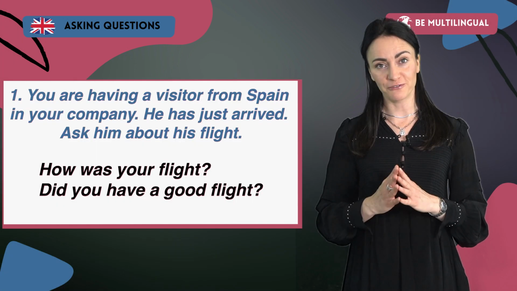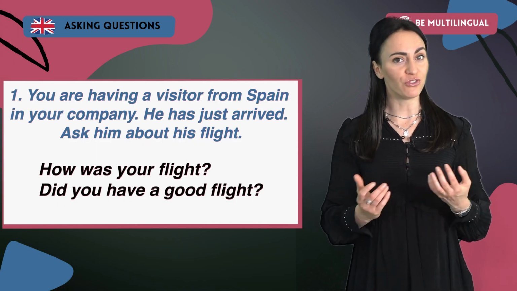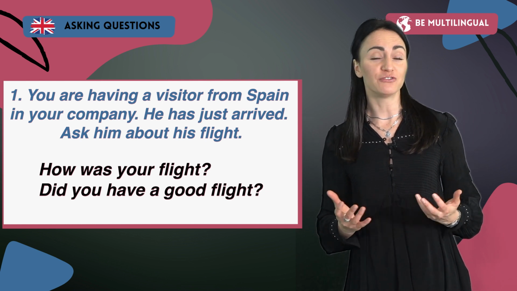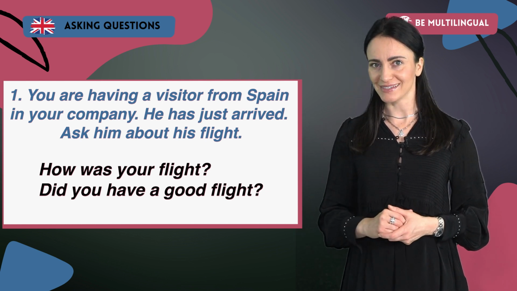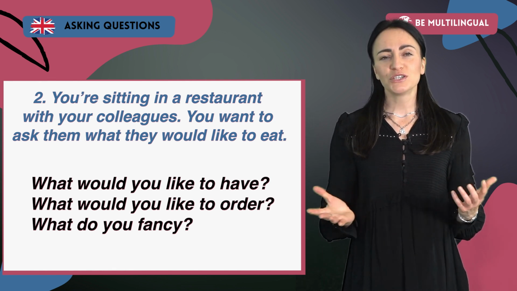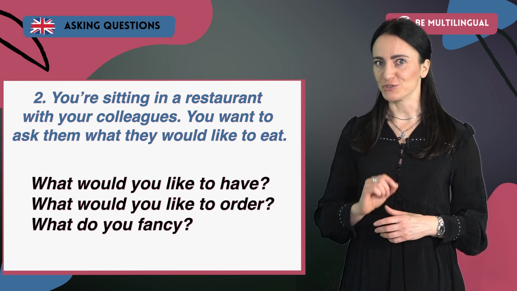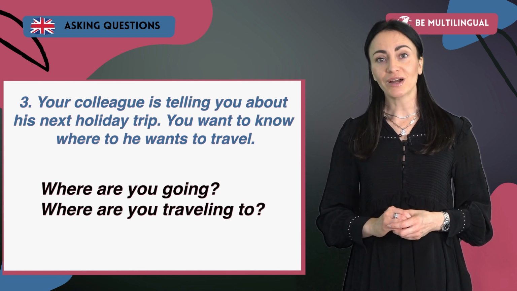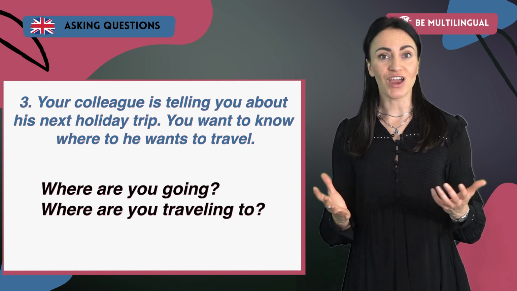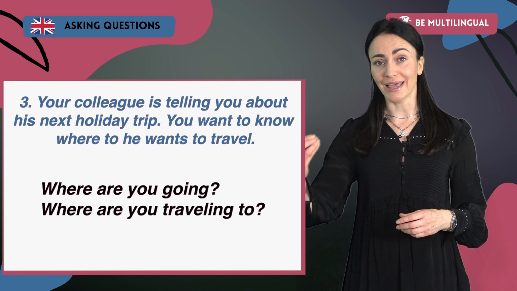Now let's go through some possible answers. For the first situation, I have these questions. How was your flight? Did you have a good flight? Everything is in the past. The next one, what would you like to have? What would you like to order? Or what do you fancy? That's the British version. Everything is in present. Where are you going? Where are you traveling to? With ing, we express the future plans.